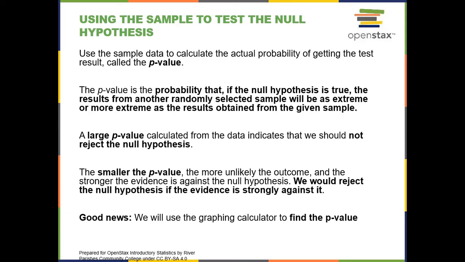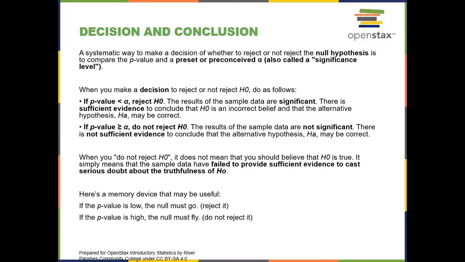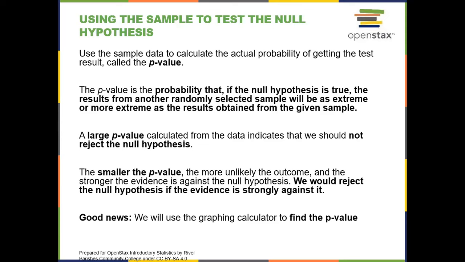What is a p-value? P stands for probability. So it's a probability value that if the null hypothesis is true, the results from another randomly selected sample will be as extreme or more extreme than the results obtained from the given sample. Okay. A large p-value calculated from the data indicates that we should not reject the null hypothesis. The smaller the p-value, the more unlikely the outcome, and the stronger the evidence against the null hypothesis. We would reject the null hypothesis if the evidence is strongly against it. Good news, we'll use the graphing calculator to find the p-value.